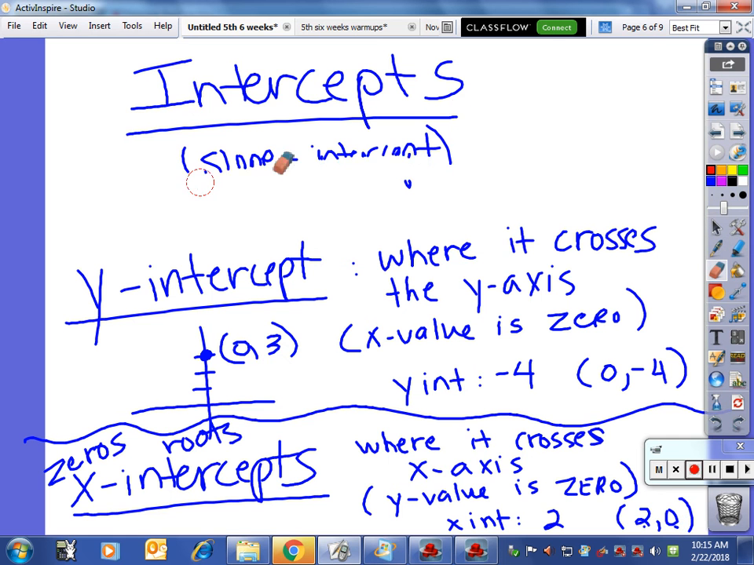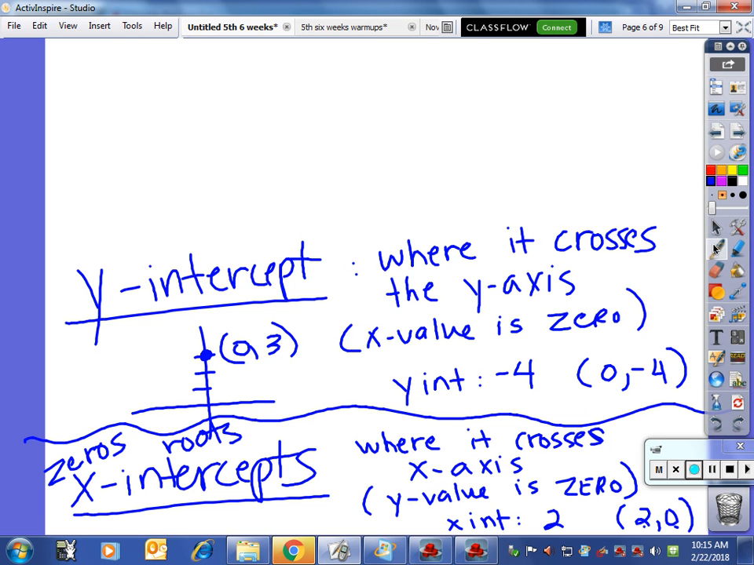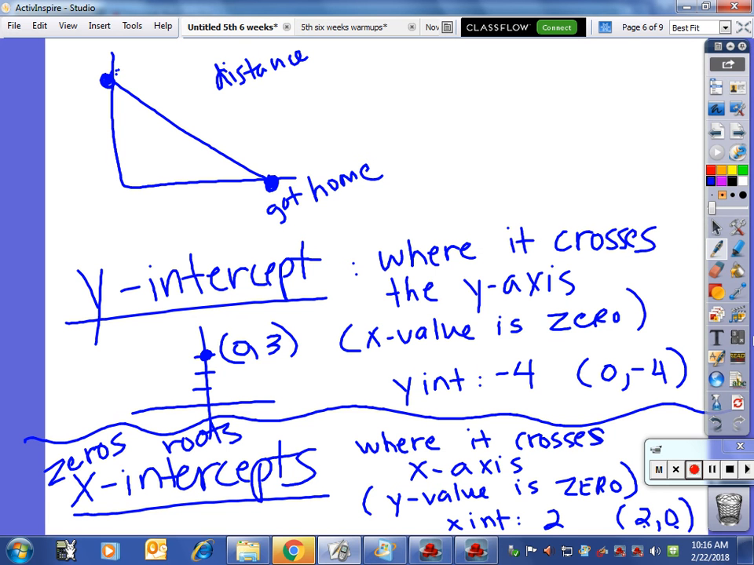Now, this part you don't have to write down, but keep this in mind because they love giving you real-life problems about lines or parabolas. Do you remember we did a problem about a kid driving home from some far distance? This was distance from home. In general, the y-intercept of a function is usually where something starts. So this was his distance from home when he started. The x-intercept is usually where it ended. This is when he got home.